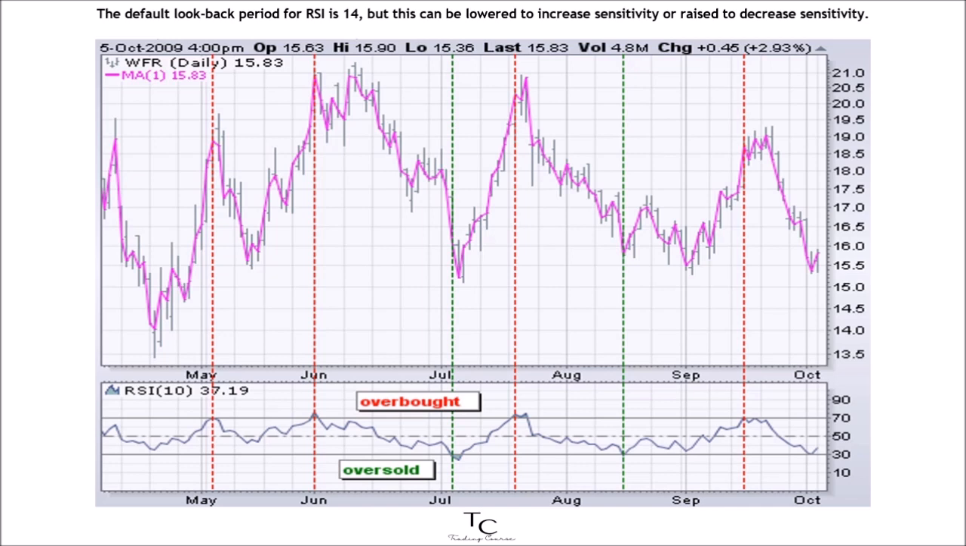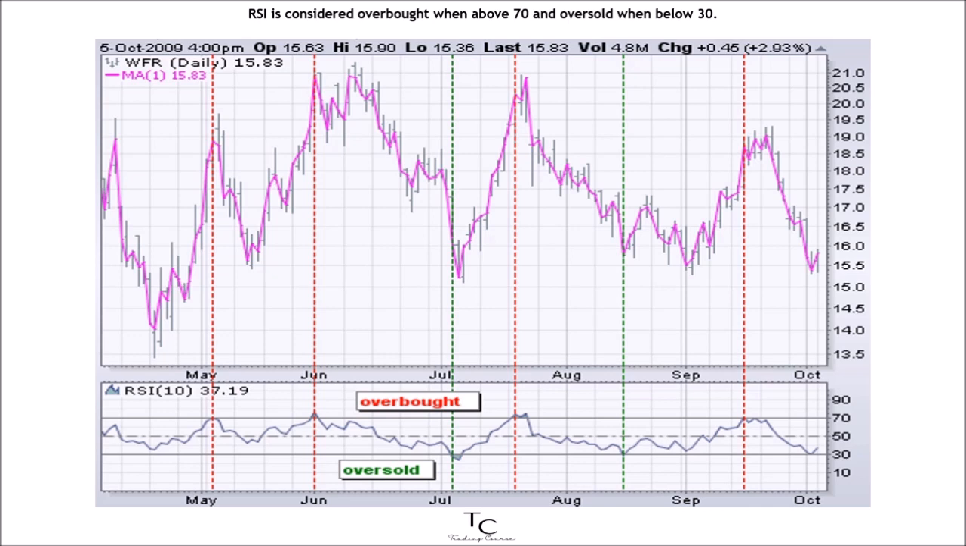The default look-back period for RSI is 14, but this can be lowered to increase sensitivity or raised to decrease sensitivity. 10-day RSI is more likely to reach overbought or oversold levels than 20-day RSI. The look-back parameters also depend on a security's volatility.